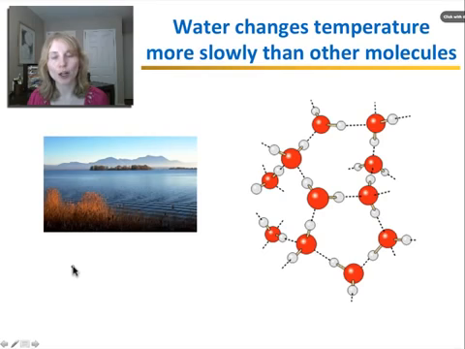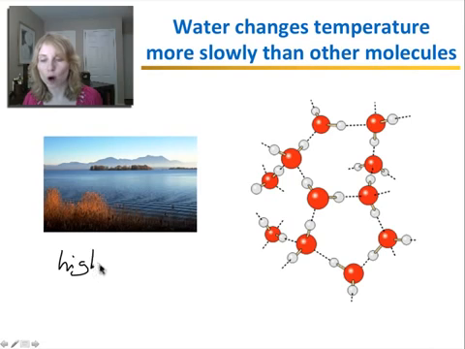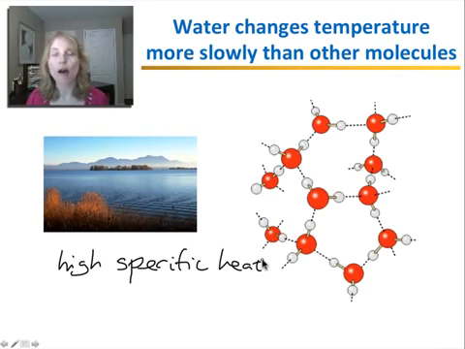Another property of water is that it changes temperature more slowly than other molecules, and it has to do with the fact that water exhibits high specific heat. Specific heat is the measure of how much heat energy needs to be added to a substance before it changes temperature by 1 degree Celsius.